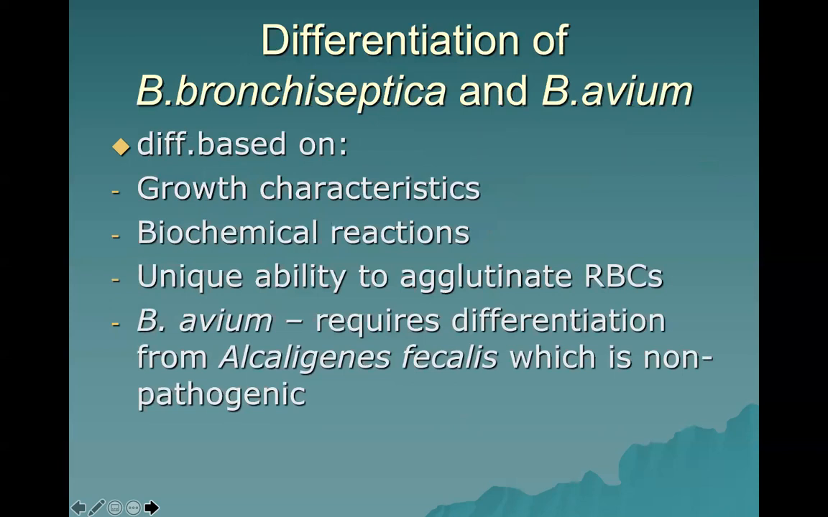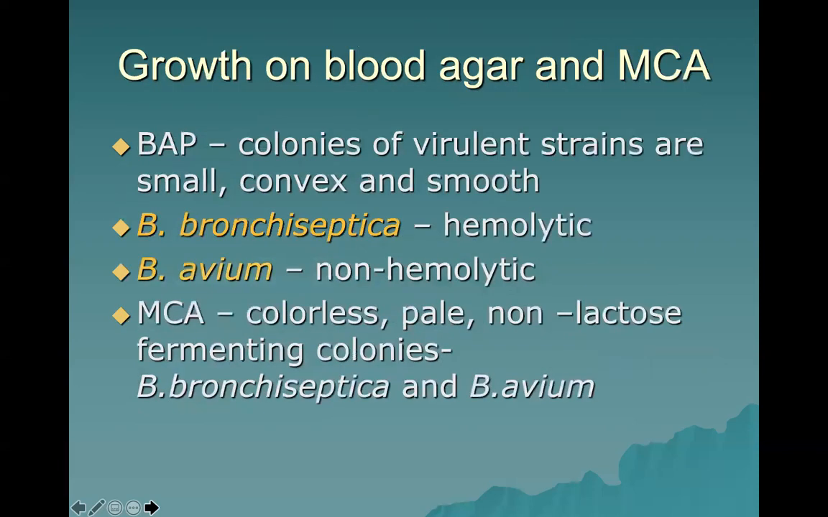Differentiation of Bordetella bronchoseptica and avium, which are known to be the most important species of Bordetella affecting animals. They are differentiated based on their growth characteristics, biochemical reactions, and their unique ability to agglutinate red blood cells. Bordetella avium requires differentiation from Alcaligenes faecalis, which is a non-pathogenic bacterium.